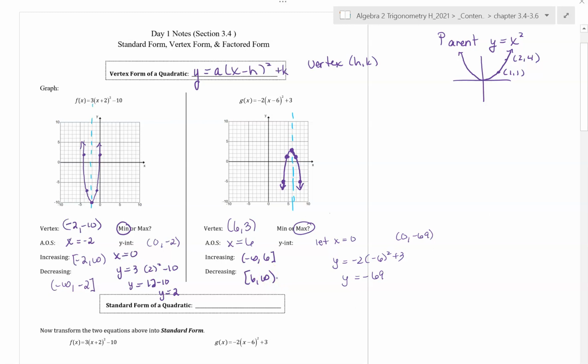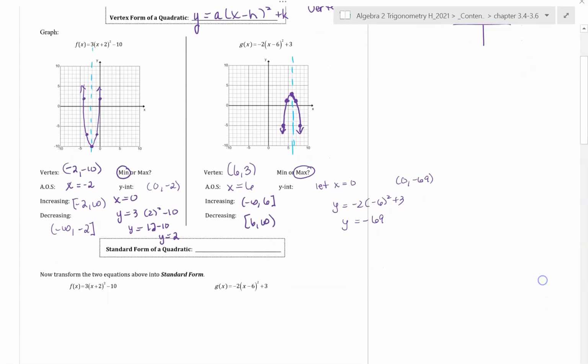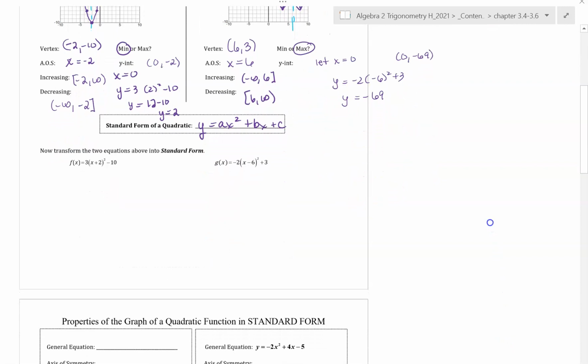All right, let's take a look at the standard form of a quadratic. y equals ax squared plus bx plus c. And we're going to transform those two equations above into standard form. So we can go ahead and we have a the quantity x plus 2 squared, we can expand the quantity x plus 2 squared.